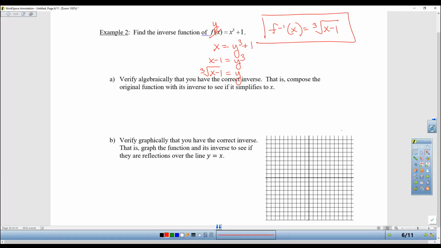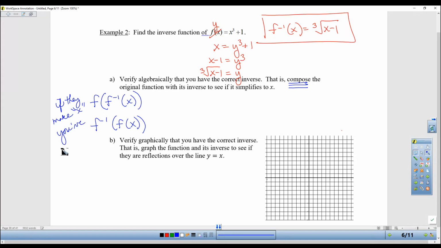But now I'm going to verify it algebraically. That always means composition of functions. If you don't do composition of functions, you won't get credit. That's the only way to verify. So there's two parts. First is doing f of f inverse, and then doing f inverse of f. If they make x, then you've verified it. That's our goal.